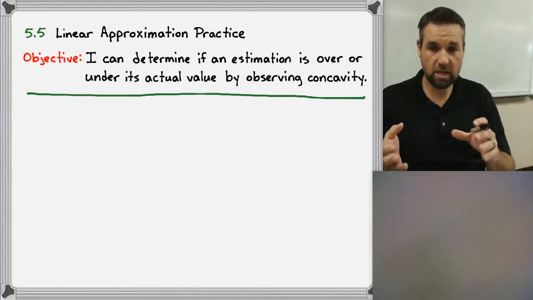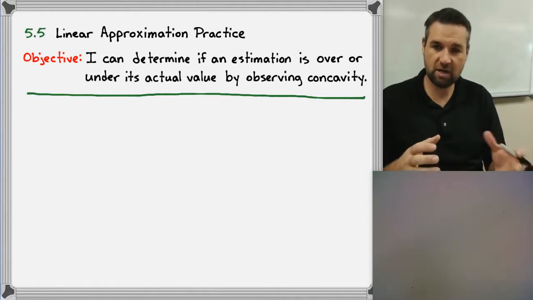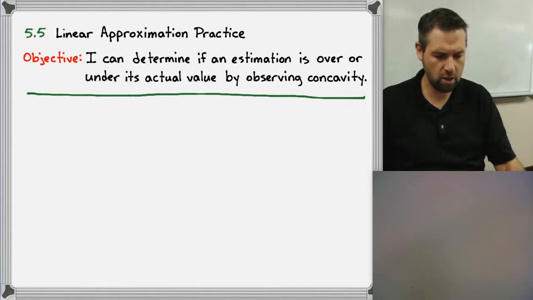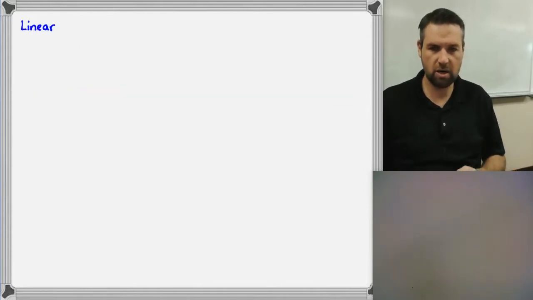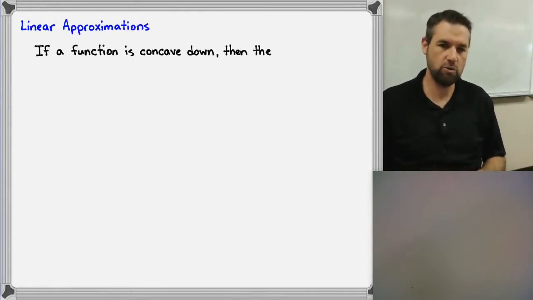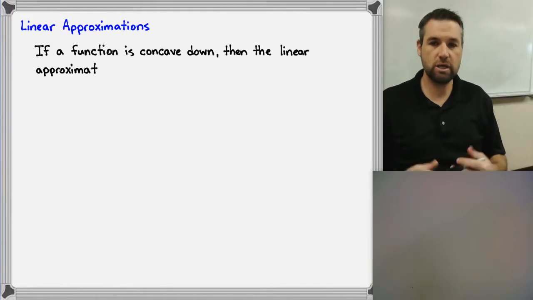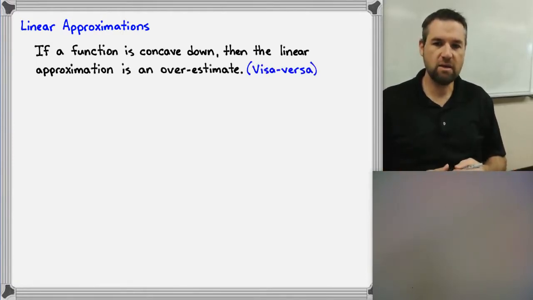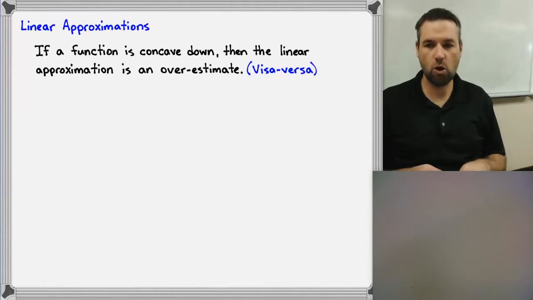And today we're going to be looking at the idea of concavity. We kind of introduced that idea last time, but we're going to formalize it a little bit more here so we can see it a little bit better, to determine whether the approximation is over or under the actual value, okay? So here's the statement. If a function is concave down, then the linear approximation is an overestimate.